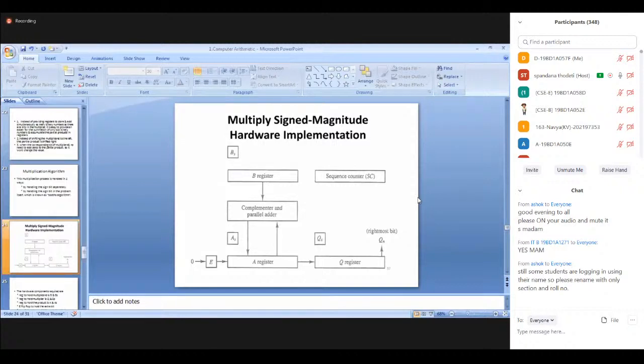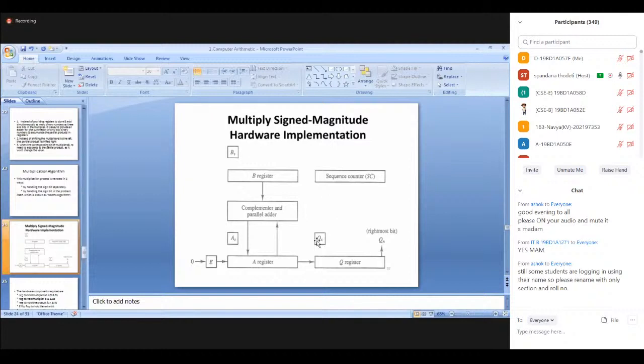The sequence counter value is equivalent to the number of bits in the multiplier. So whenever the first bit of the multiplier is multiplied with the multiplicand, that means whenever the first partial product is generated, next the sequence counter is decremented by 1. Like that, for all the bits of the multiplier, the sequence counter will be decremented. Whenever the sequence counter becomes 0, then you can stop the multiplication process. That means there are no bits left in the multiplier. That is the reason we are using this sequence counter.